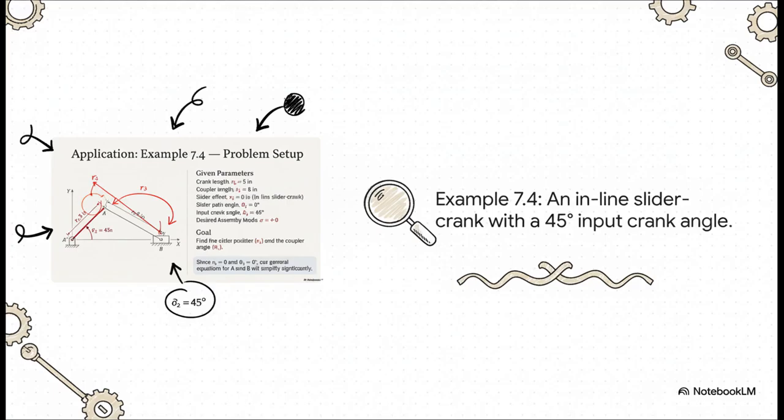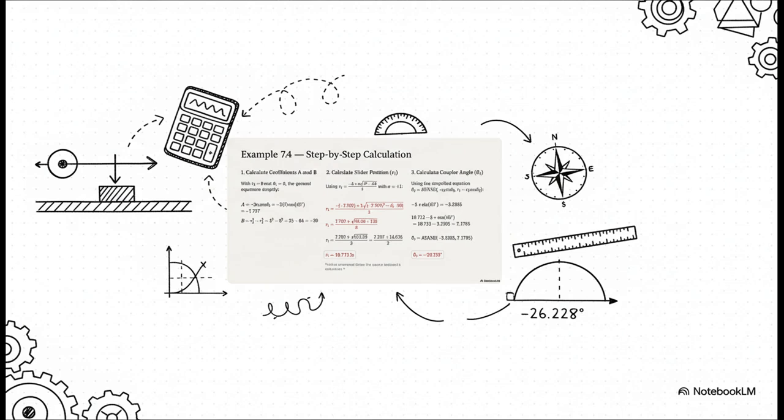Now, since it's inline, that means the slider offset is 0, which is going to make our A and B coefficients a lot simpler to calculate. Our goal is to find the slider position R1 and the coupler angle θ3 for the positive assembly mode. Okay, let's plug in the numbers. Since our offset R4 is 0, calculating A and B becomes way easier.